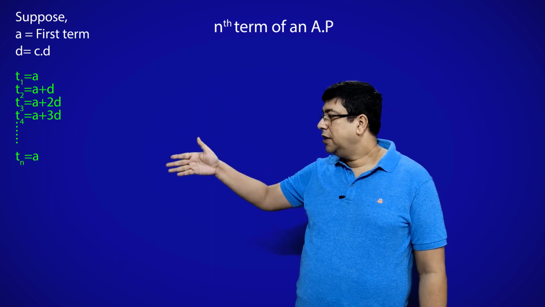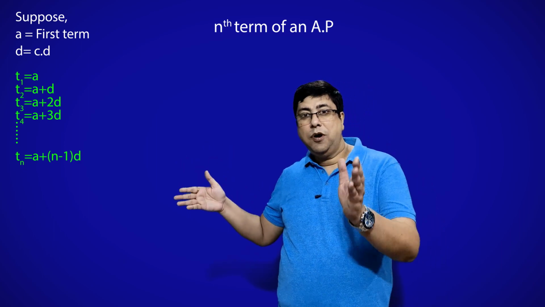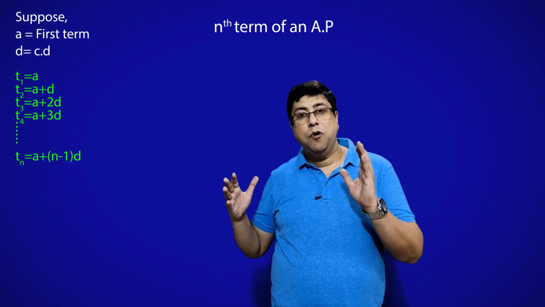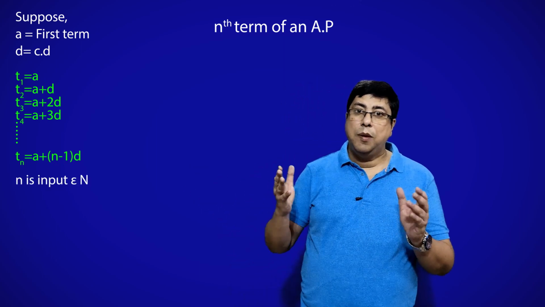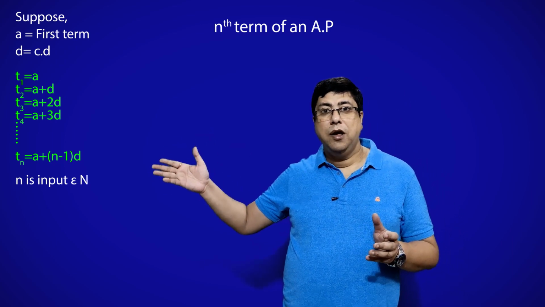That is, the nth term is A plus (n minus 1) into D. So everybody, this is a very important formula to get the nth term. Once again we come to the previous point, that n is the input, that is, a natural number. So by putting n as any value, we can get the desired term.